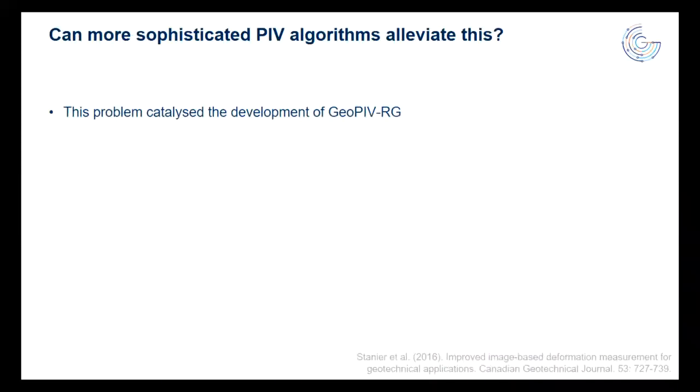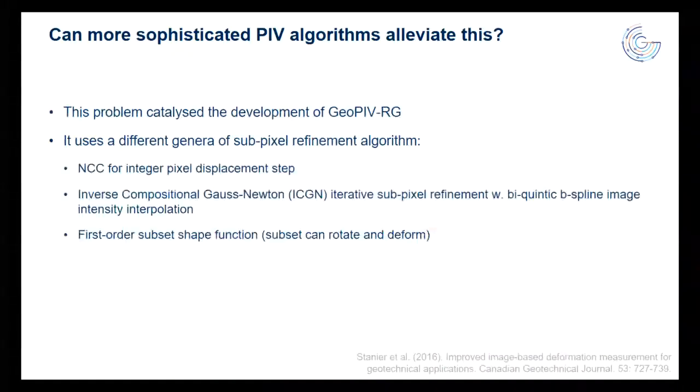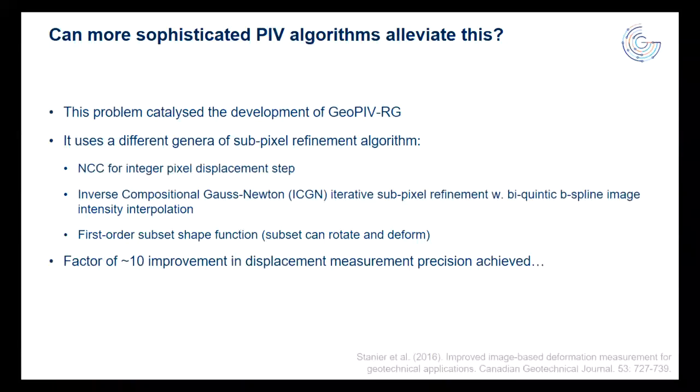So it really catalyzed the development and then subsequent release of what we call GeoPIV-RG. It uses a totally different genera of subpixel refinement algorithm that turns out to be more robust to these sort of peak locking problems. And in essence, what it does is it says that we've got a bunch of parameters that control the displacement and deformation of our subset. We're going to assume we don't know them. We're going to use our integer pixel estimate of the displacements to precondition that problem. And then we're going to use inverse compositional Gauss-Newton techniques to iteratively refine down to the optimal set of parameters to describe the subset distortion. And in addition to being more robust to this peak locking problem, it also means that we can have strains occurring within our subsets, which reduces the degree of decorrelation. And this resulted in about a factor of 10 improvement in the measurement precision.